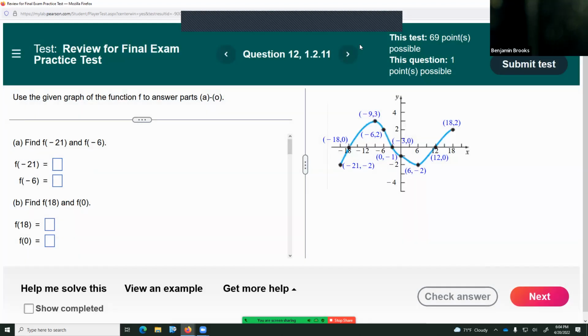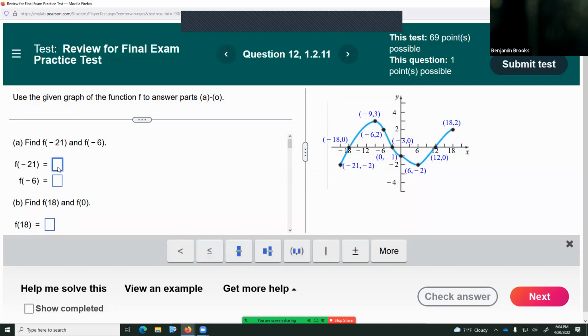Okay, I'm going to leave the rest of those alone. These are real simple. All you do is look at the x values and give me the y values. So for example, find f of -21. Well, at -21, the y value is -2. That's the answer. At -6, the y value is 2. At f of 18, your y value is 2. And at f of 0, your y value is -1.